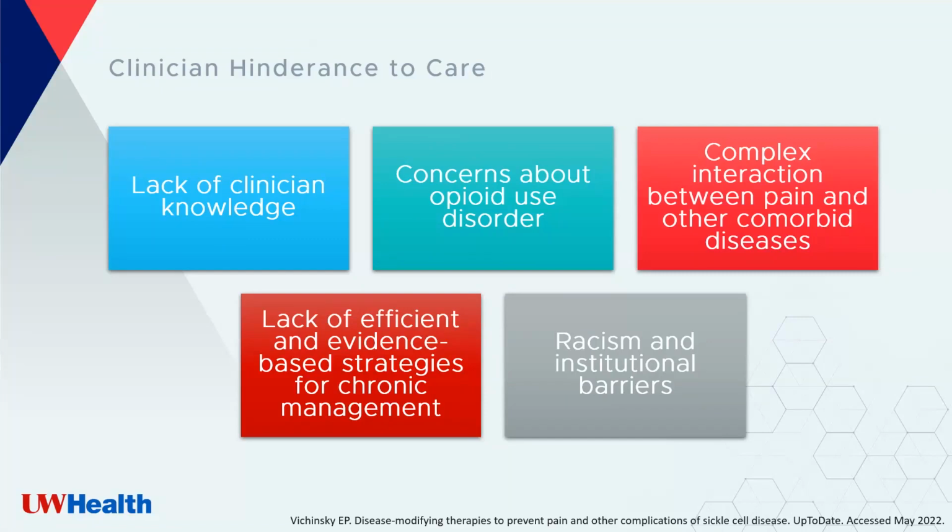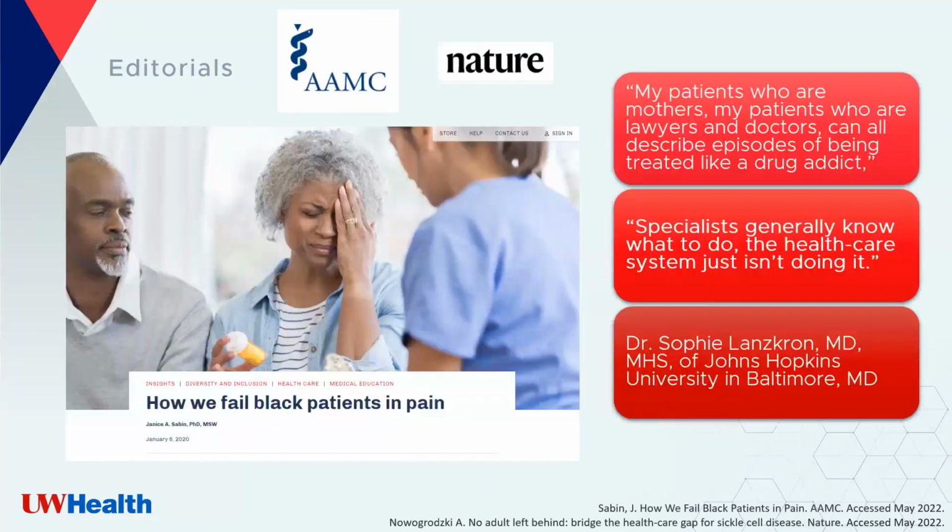All things to consider in reference to implicit bias, and also the numerous studies that have been published with the depiction of pain tolerance amongst Black patients, who are the predominant patients affected by sickle cell disease. I also pulled a couple of editorials where some quotes were provided by a doctor from Hopkins: "My patients who are mothers, my patients who are lawyers, doctors, can all describe episodes of being treated like a drug addict." So these are real life situations. "Specialists generally know what to do. The healthcare system just isn't doing it," is what she noted here.